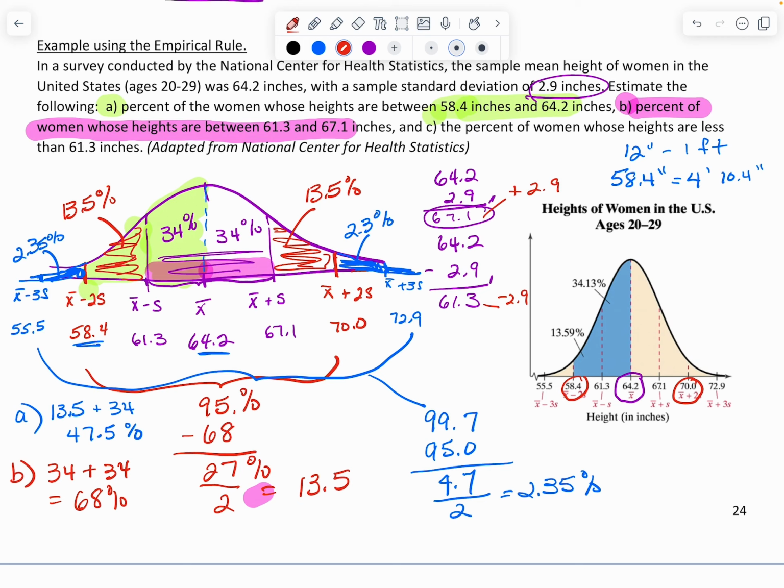5 foot is 60 inches. So this would be 5'1" to 5'7".